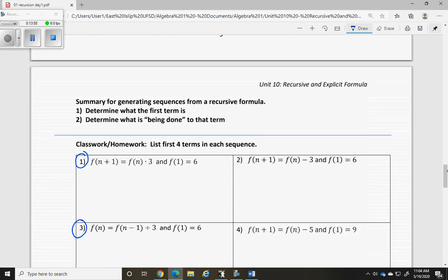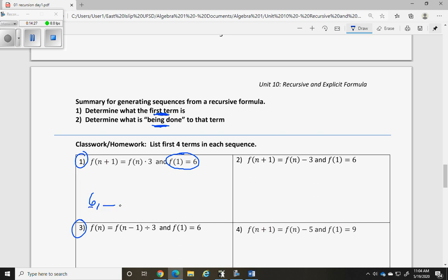So now, summary. First determine what the first term is, and then determine what's being done to that term. That's it. So I'm going to do some of this with you, and then you'll finish on your own. So on number 1, remember there's always two parts. The given term, so right here, f of 1 is 6. I know my first term is 6. I need to list the first 4 terms. So there's 1, 2, 3, 4. I put dashes sometimes to keep my thoughts in order. I know I have to fill in these blanks.